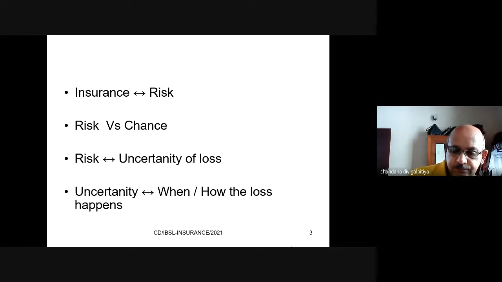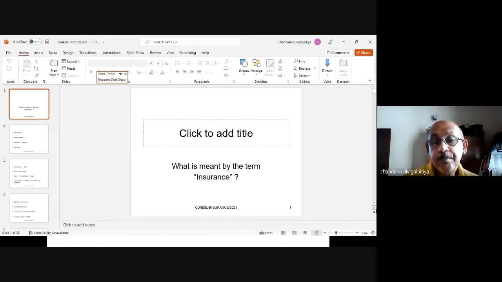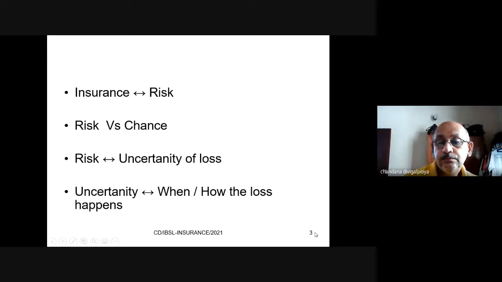Examples. 1. In case of fire, when the fire will occur, and how it will occur.